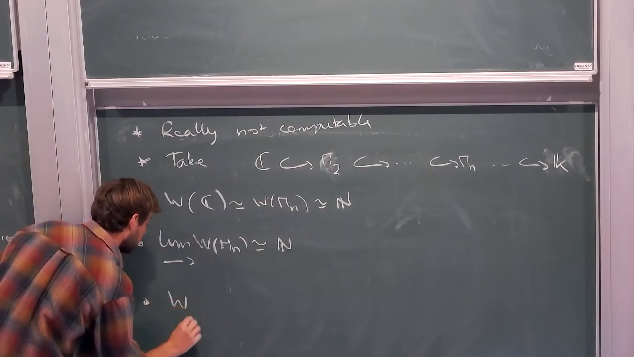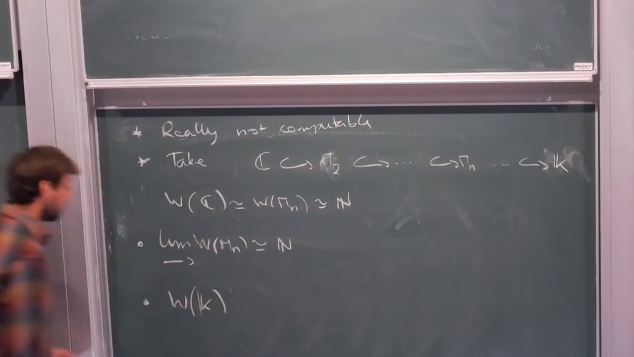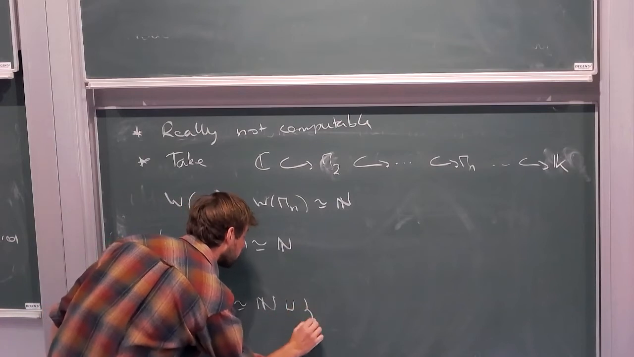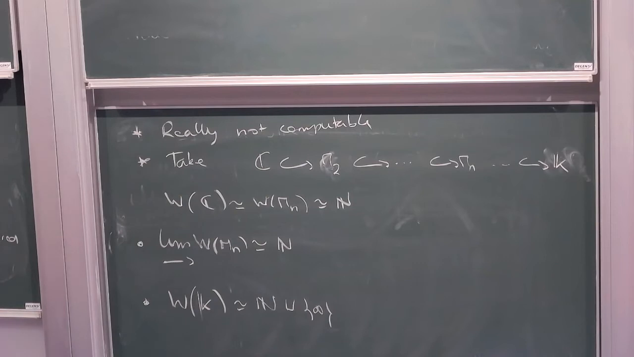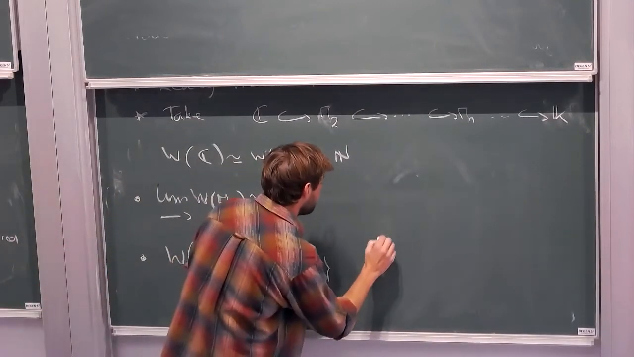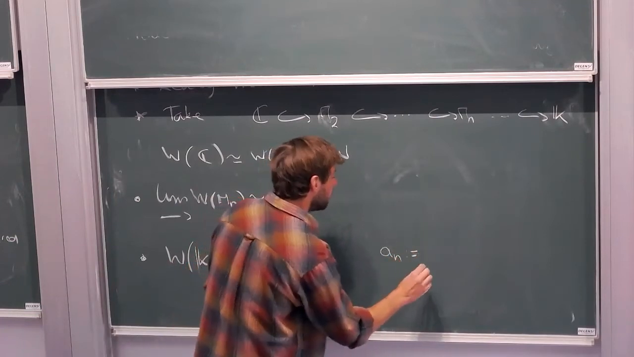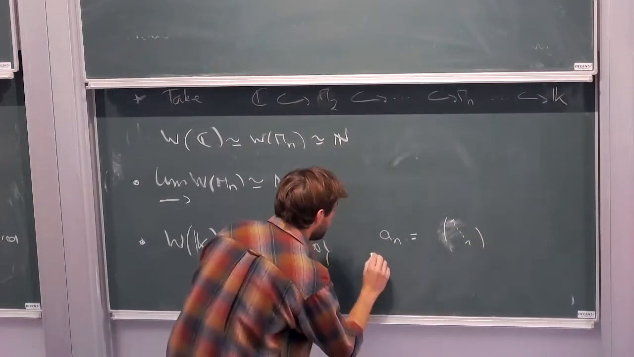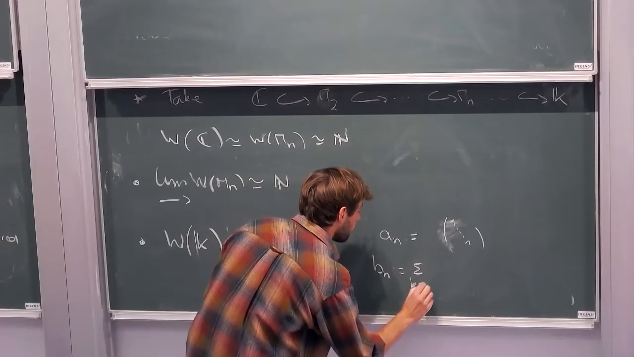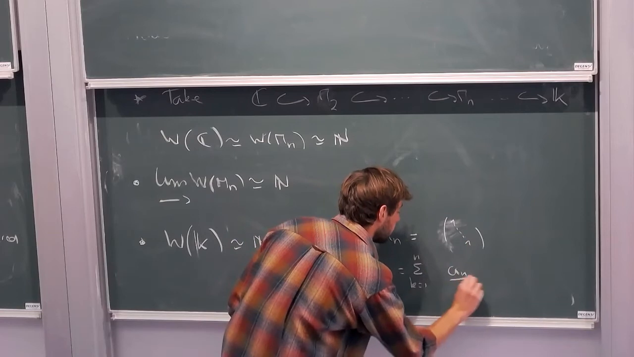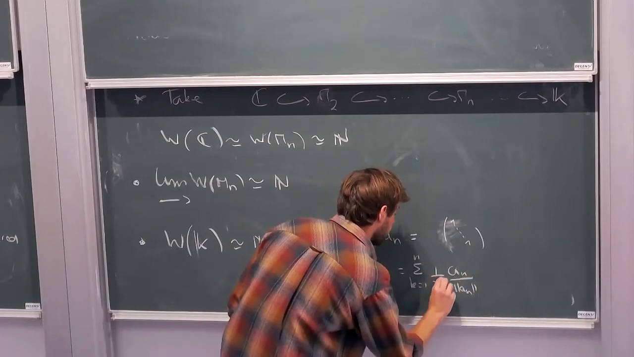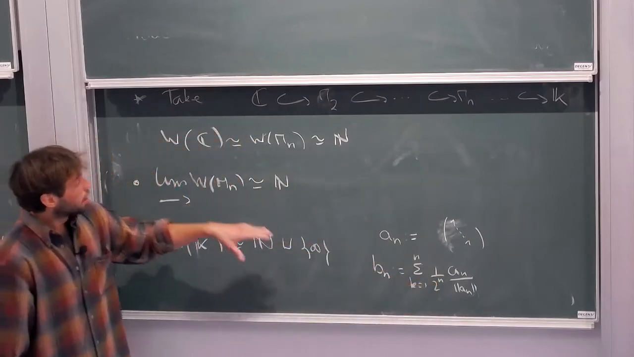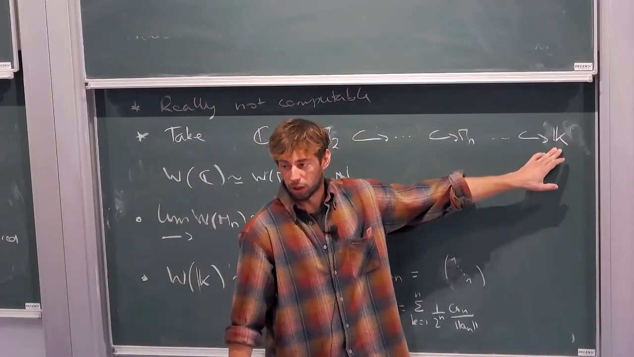But on the other hand, W of the compact operators, you can show that this is the natural numbers and an infinite element. To see this, for example, you take A_n to be the identity of M_n, and you take B_n to be the sum of those, normalized, and multiplied by 1/2 to the power 2n, so that it becomes convergent in norm, and you actually get into the compact operators.